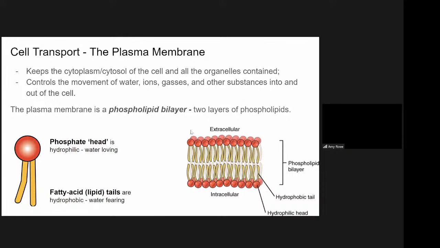What this means is that water and water-soluble compounds on the outside and inside of our cell are quite comfortable being right next to those hydrophilic, or water-loving, phosphate heads, and the fatty acid lipid tails in the middle here control the passage of things that might be able to pass through our lipid bilayer.